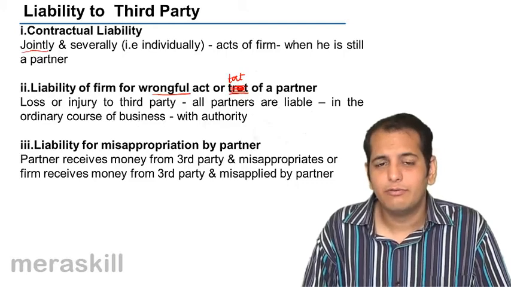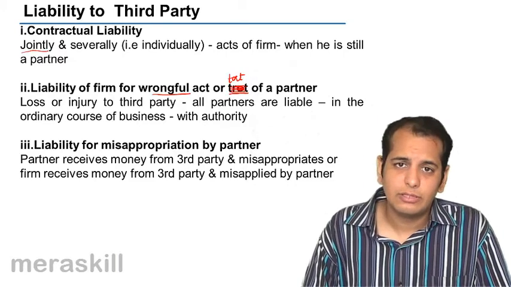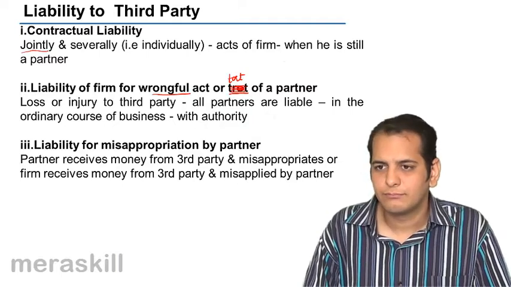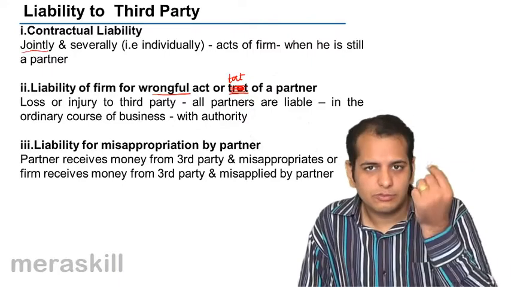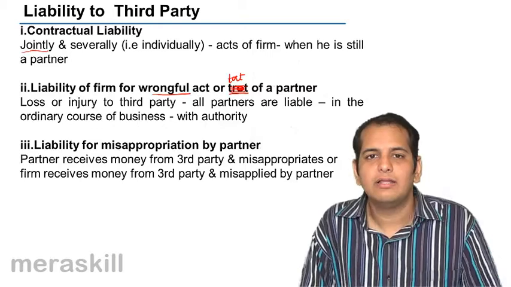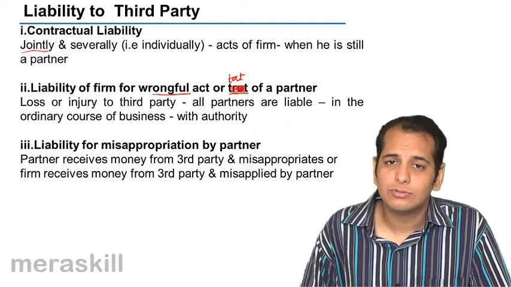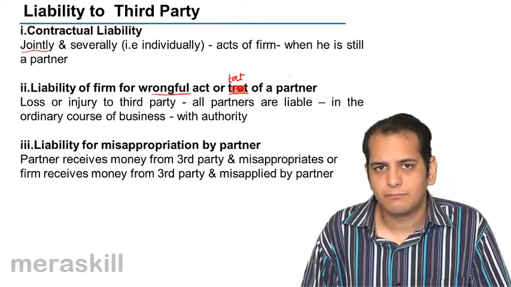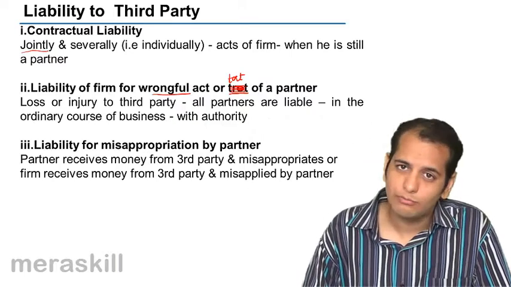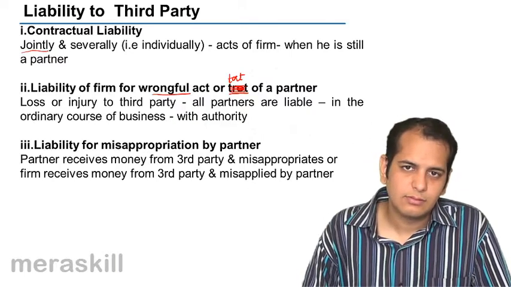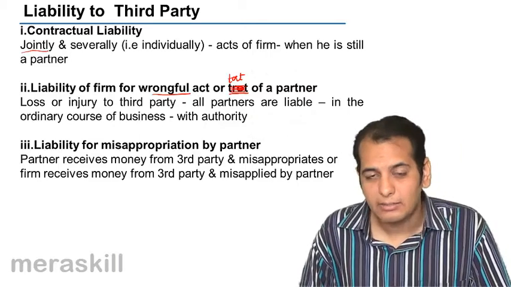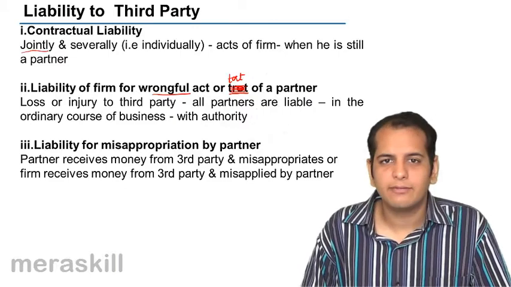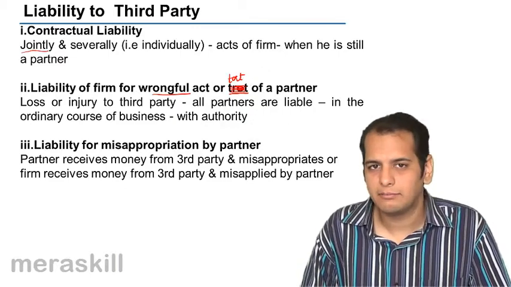Now, you know, let's say the firm is into the business of welding of goods. Now, what has happened is while welding, the sparks fell on the clothes of some third party. Now, this is a wrongful act. So, what do you think? The partner who did this act will be liable, or the firm will be liable here?